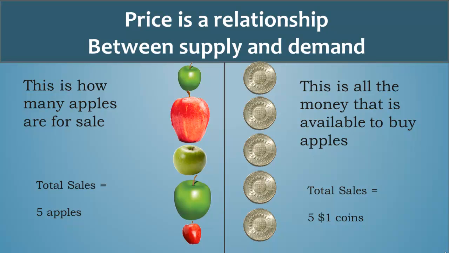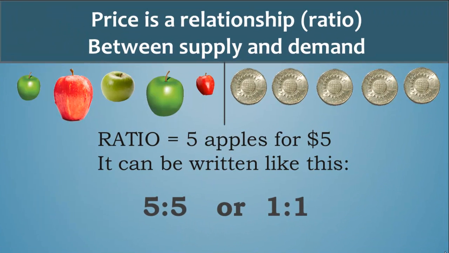If you look carefully at the numbers, 5 apples and 5 coins, you can see there is a relationship called a ratio between the two numbers. A ratio is a relationship between two items. The two items need to have a sameness about them. In this instance, the sameness is in the quantity of the items. In other words, the sameness is a number. We're talking about the number of apples and the number of dollar coins. The ratio tells you how many of one thing there is for another.